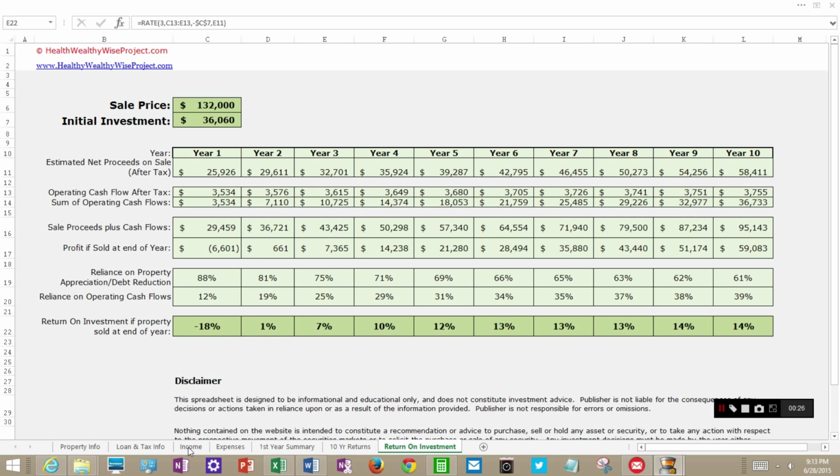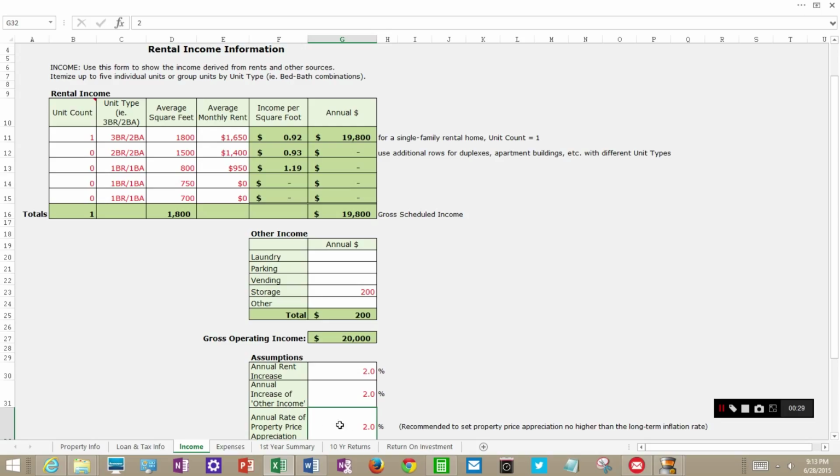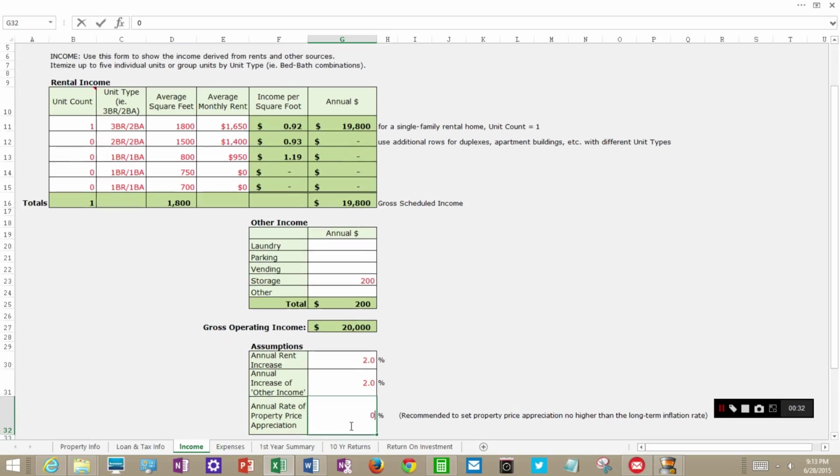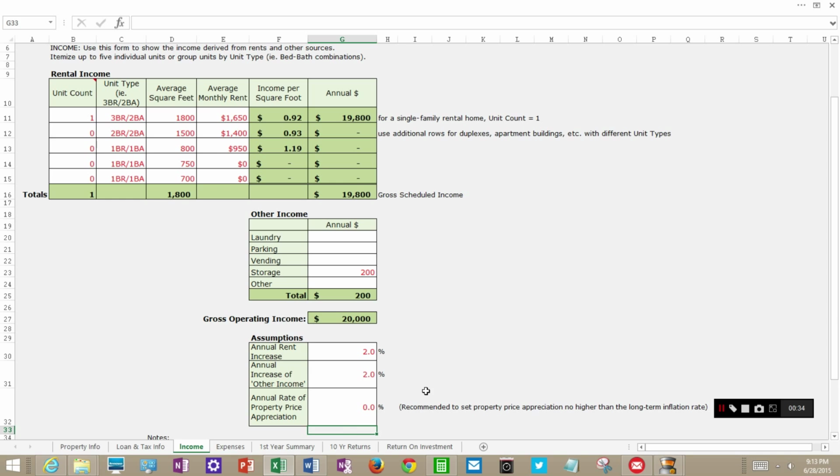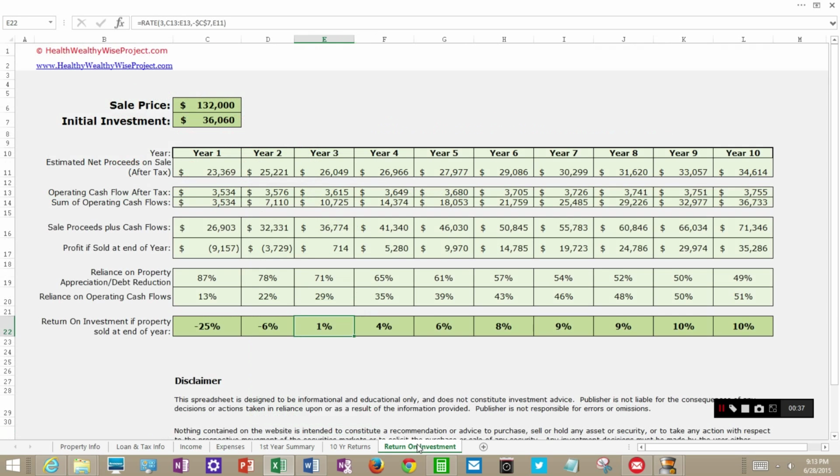So playing what if, we can go back to the income tab and say, what if this property does not increase in value? We can come back and we can see then we're at a loss for the first 2 years, breaking even after year 3. But at years 8, 9, and 10, we're still achieving a decent rate of return on our money. And we're about 50-50 on debt reduction and cash flows from rental income.